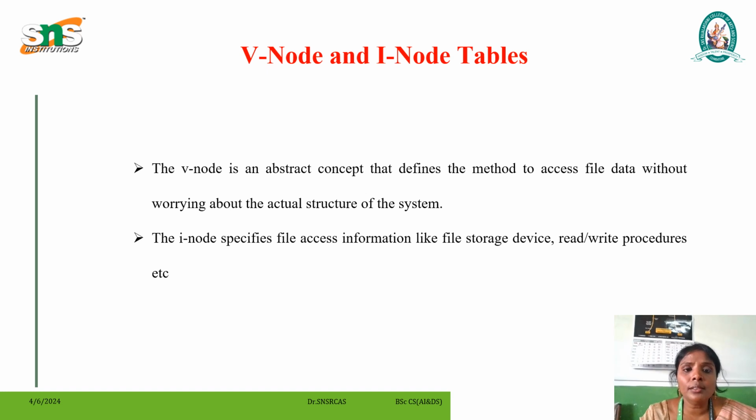Next we see the vnode and inode table. Both the vnode and inode are references to the storage system, to the file and the storage mechanism. This connects the hardware to the software. So the vnode is an abstract concept that defines the method to access file data without worrying about the actual structure of the system. So the inode specifies file access information like file storage device, read write process, etc.